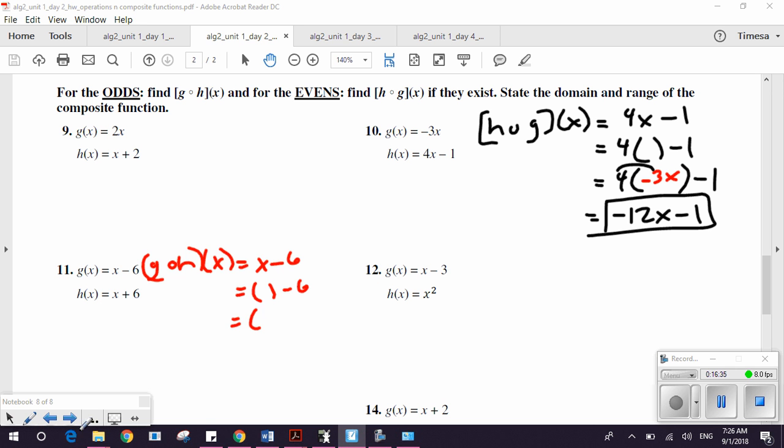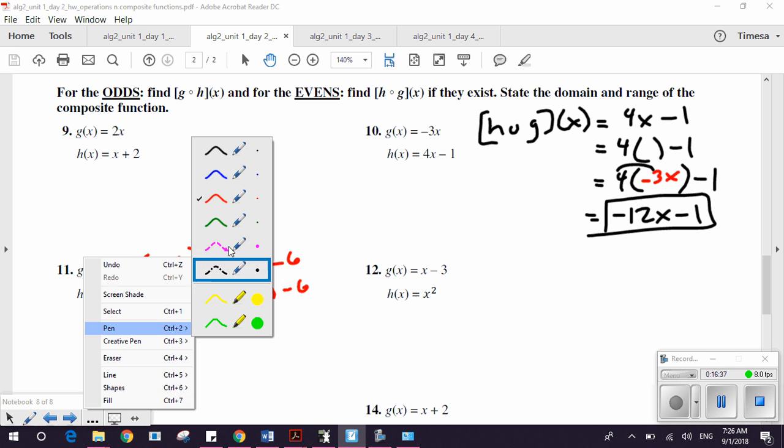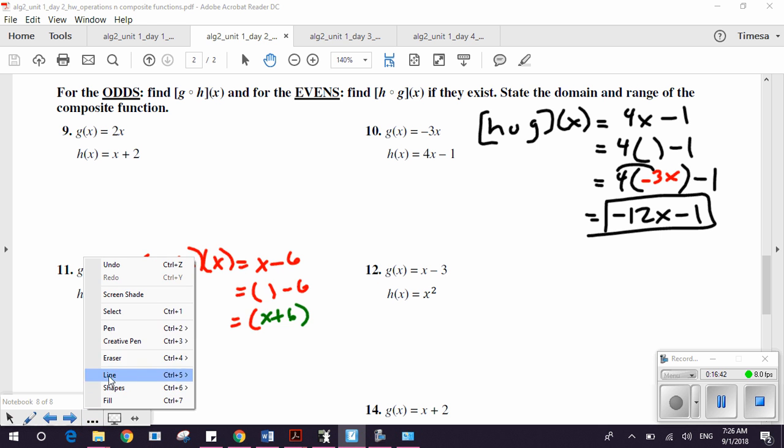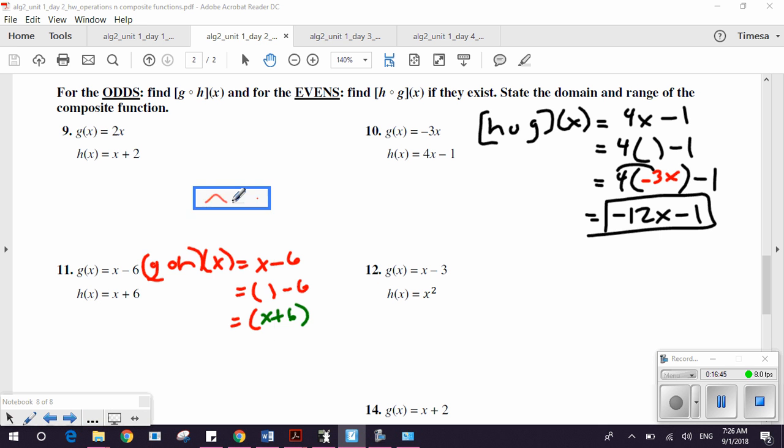So parentheses, h is x plus 6, and then there's still a minus 6 trailing along. So that's the composite function right there. That's your whole blow pop. Now we combine like terms to simplify. So it would be x only, because 6 minus 6 is 0. So now you should be able to finish the rest in that section.